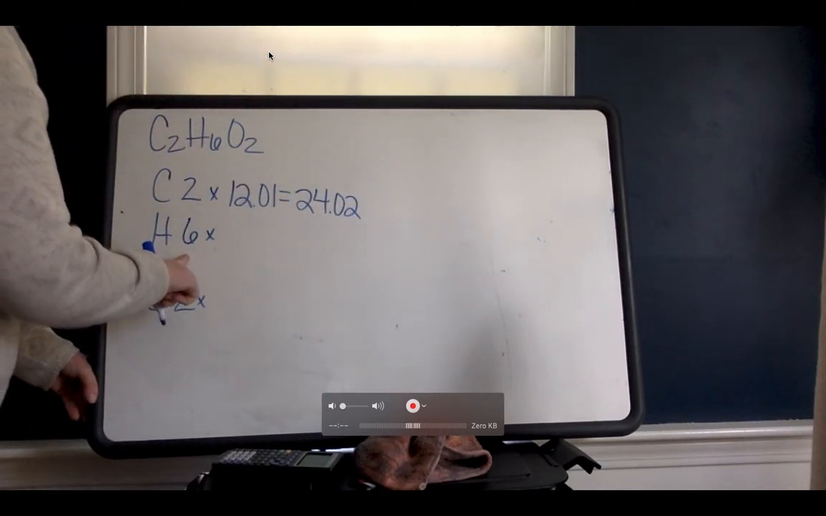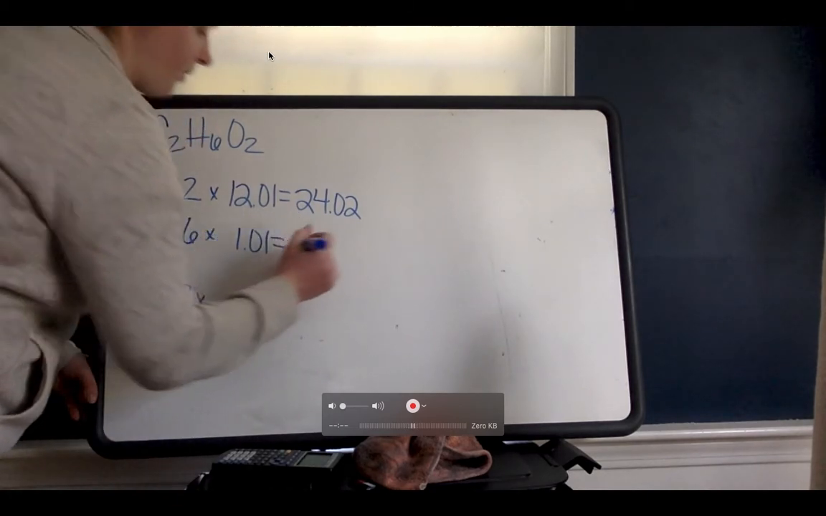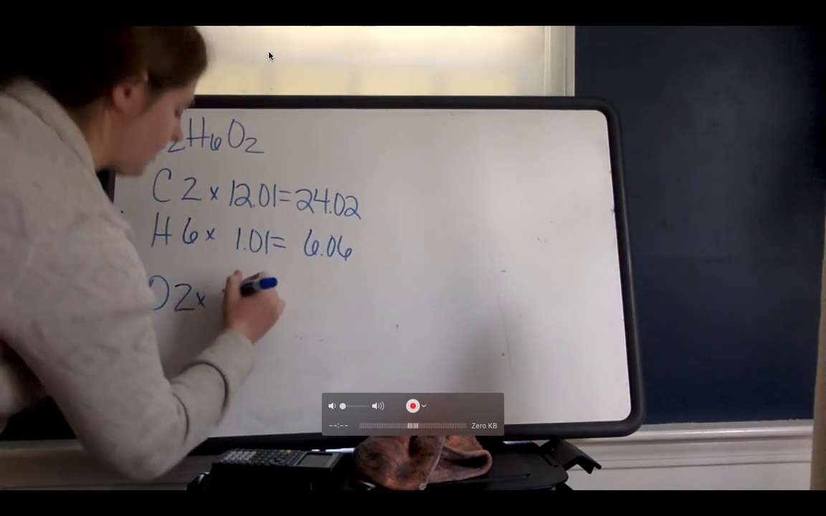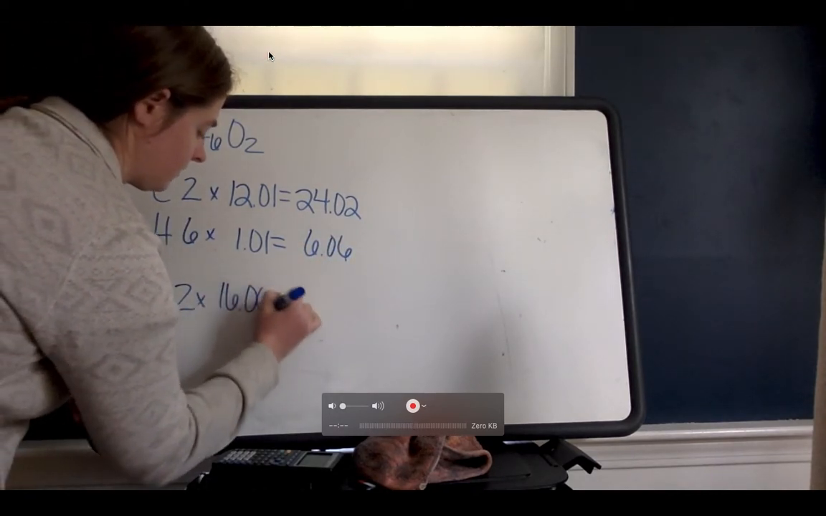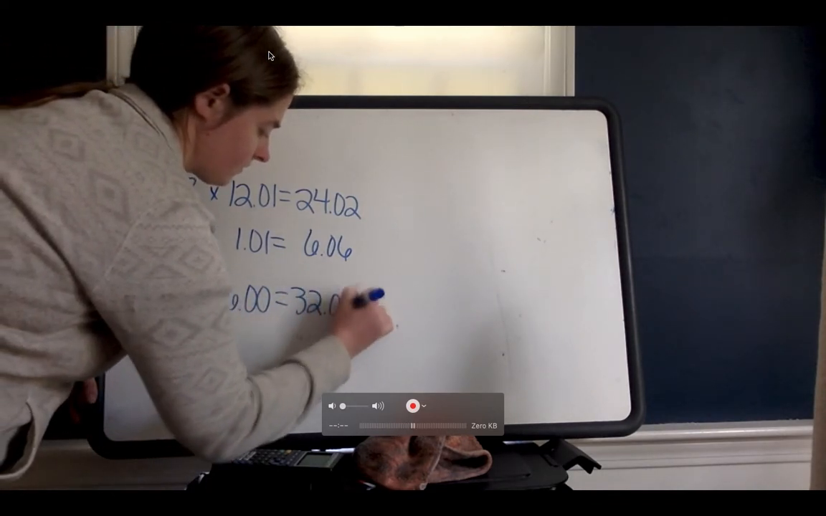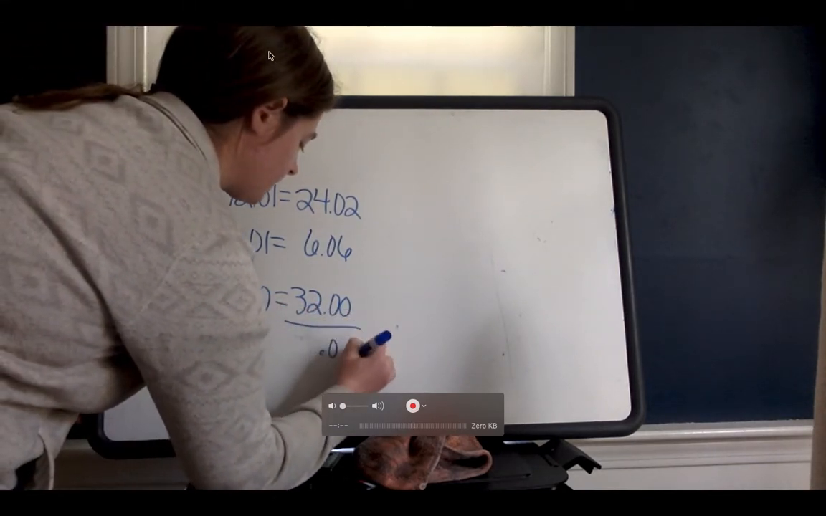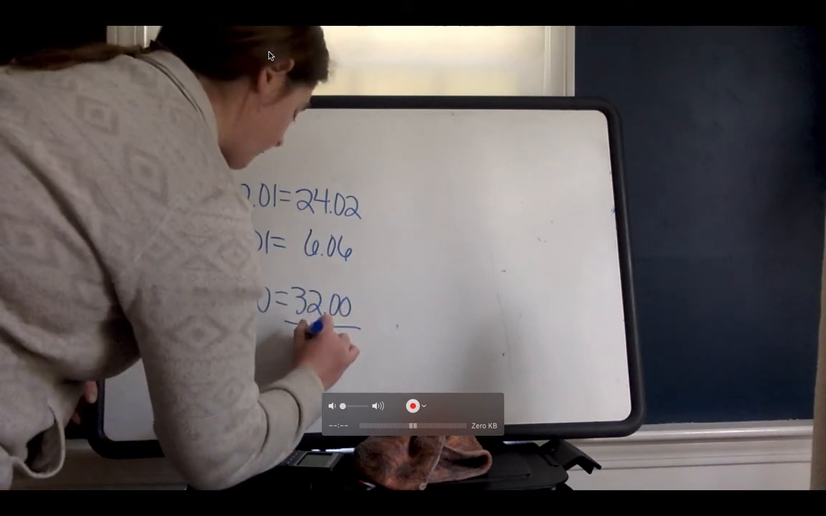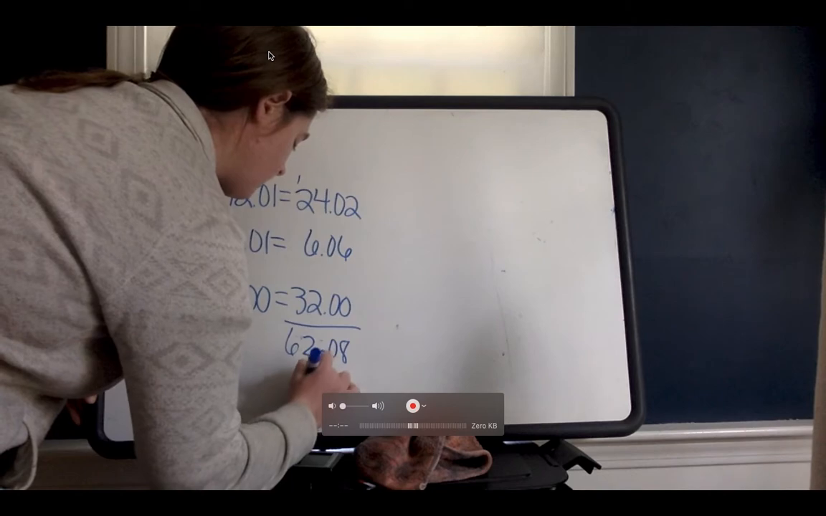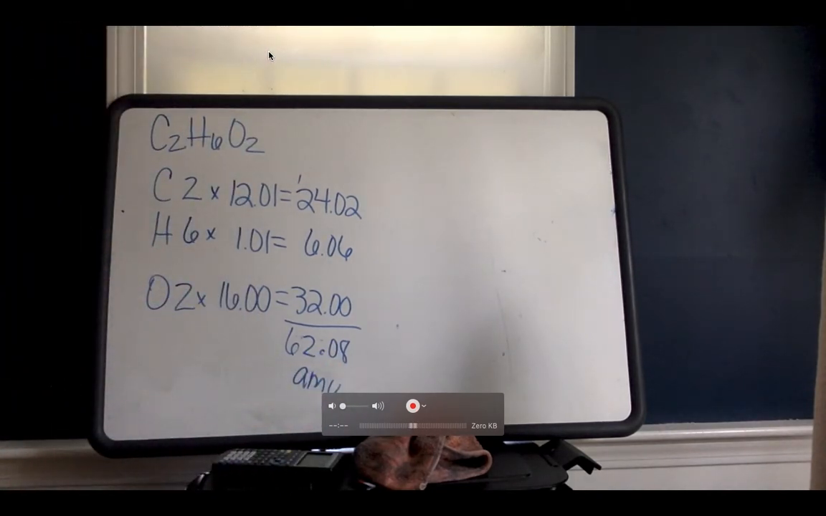The mass of hydrogen on the periodic table is 1.01. So 6 times 1.01 is 6.06. And then the mass of oxygen on the periodic table is 16. So 2 times 16 is 32. We're going to add those all together, and we get 62.08 AMUs.